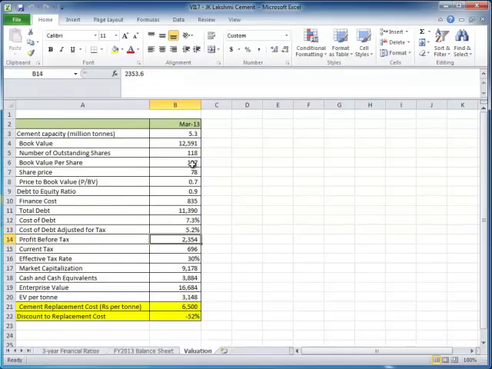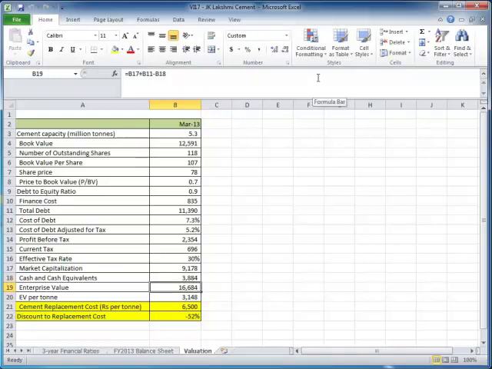The profit before tax, that again is from the company's financial statements. That'll be from their income statement. We have the current tax, which would also be from that income statement as well. And then the effective tax rate, which is the current tax divided by the profit before tax. Next we have the market capitalization, which is the number of outstanding shares times the share price. So this is the market value of the company's equity as per the current market prices. Then we have the cash and cash equivalents. This comes from the balance sheet.